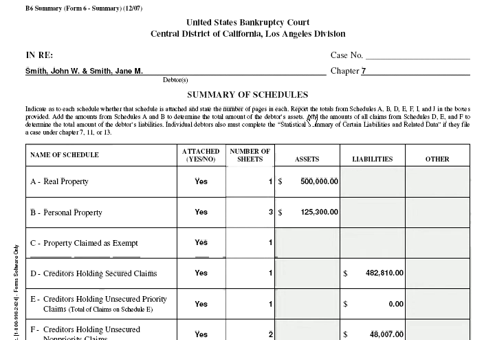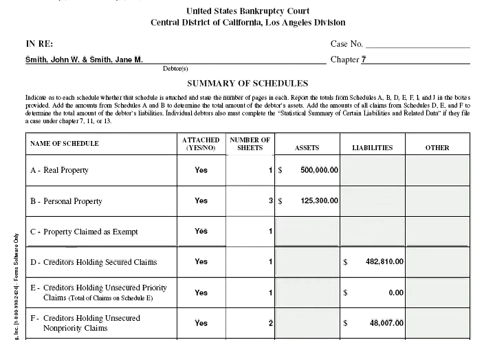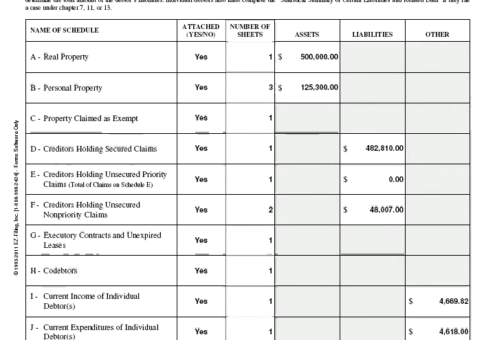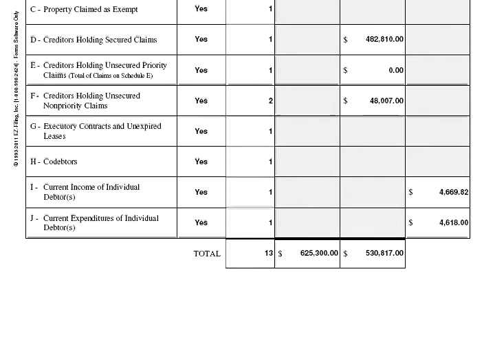Then this form here is a summary of schedules. Fortunately, you don't have to fill this in. This is all filled in automatically for you. The software fills it in. It just takes all of the totals that you've listed on schedules A through J and transfers them here and creates a summary.